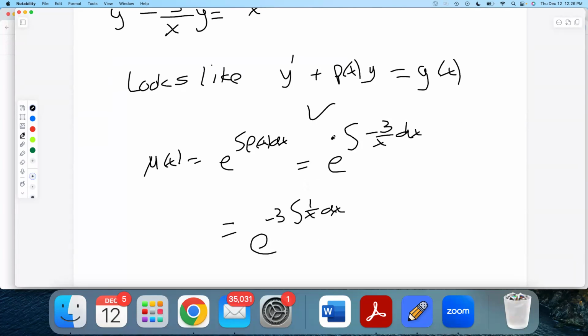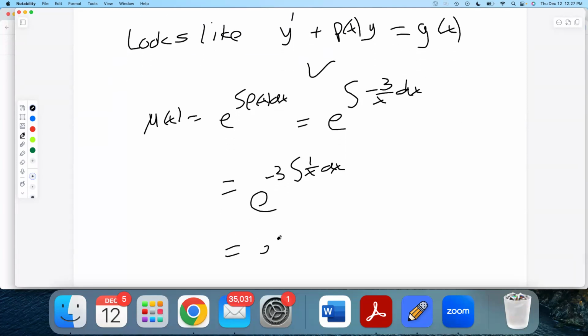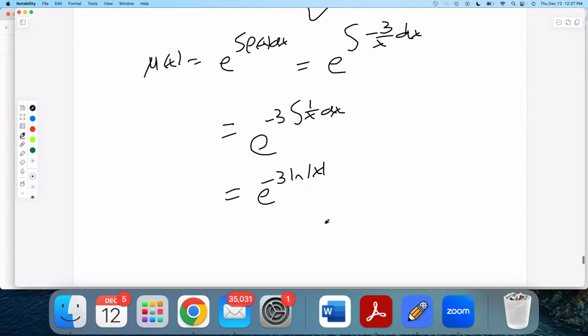I just pulled the -3 outside this integral. That will be e to the -3 natural log of the absolute value of x. Technically plus c, but we're never going to put a plus c in here. We're absorbing all of our constants into one at the very end. And again, you can look through Paul's notes where he proves you can do that.